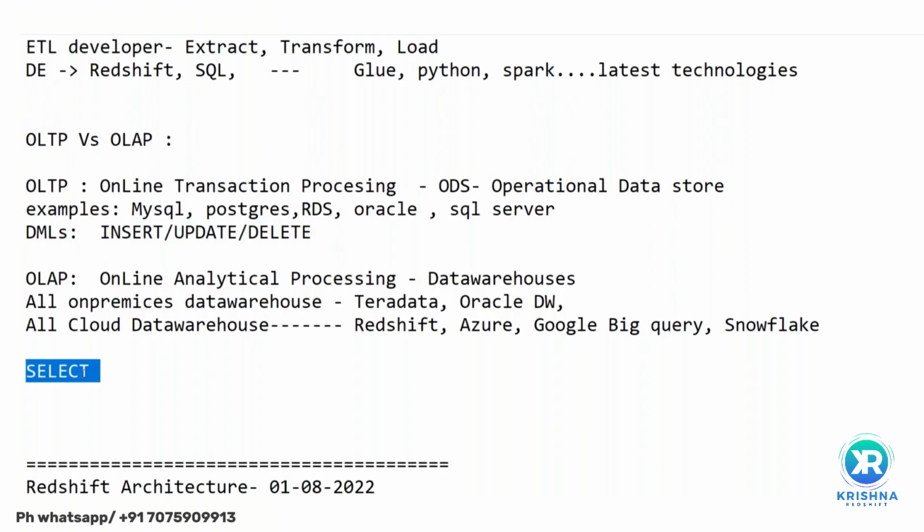Generally in OLAP, we select the data, because everything we are doing here has to do with reporting. Reporting means select. So yeah, this is one of the important points. Maybe you can Google it from your end.